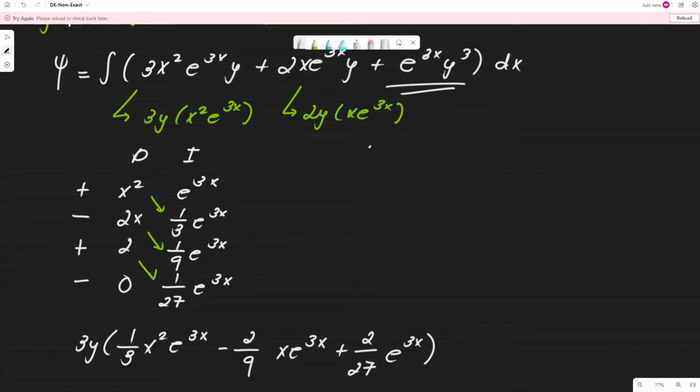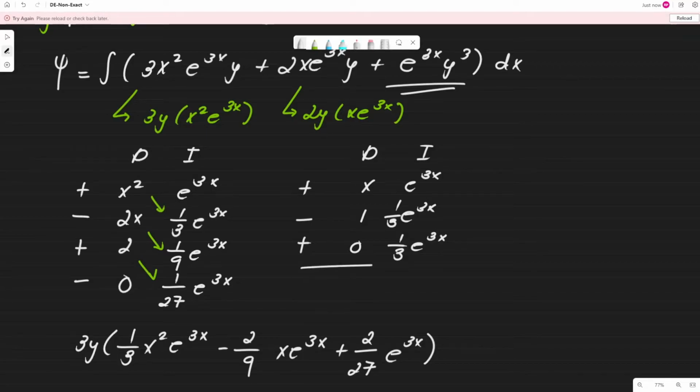So, for the second term, we have, again, D and I. So, ito mas maikli ng konti kasi x e raised to 3x lang to. So, we'll have 1 and 1/3 e raised to 3x. Then we have 0 and 1/3 e raised to 3x. So, this one, we'll have 1/3 x e raised to 3x minus 1/3 e raised to 3x. So, lagyan lang natin ng 2y sa unahan, kasi ito yun eh. Diba?